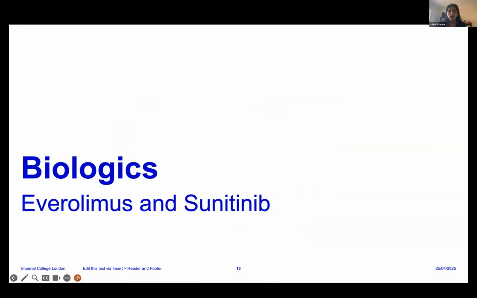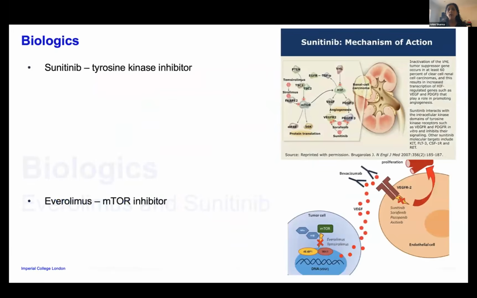So what about the biologics? Well, there's two main biologics, and again, these have been around for a very long time. Everolimus and sunitinib. What are they?